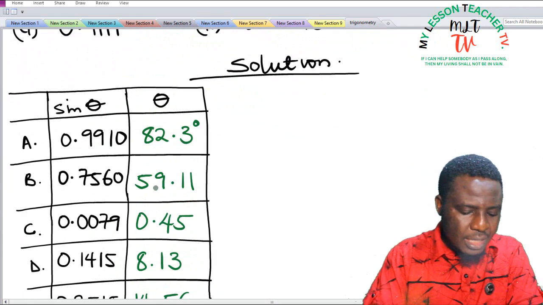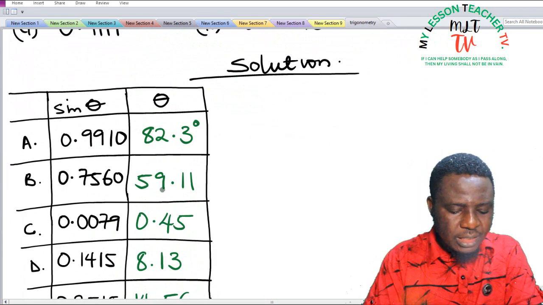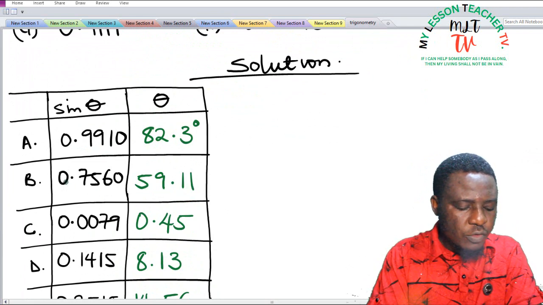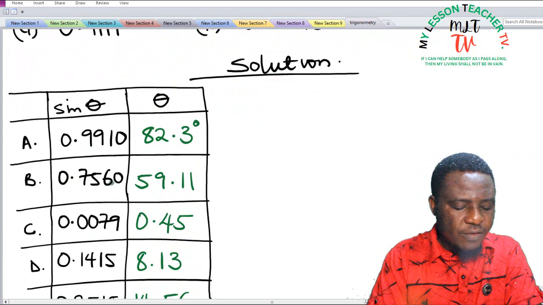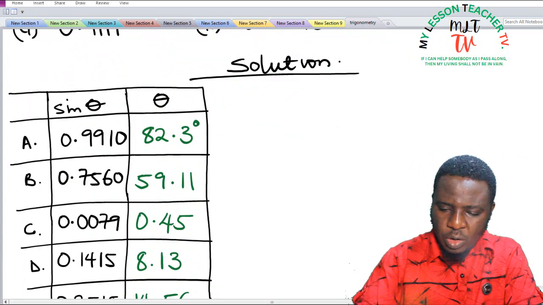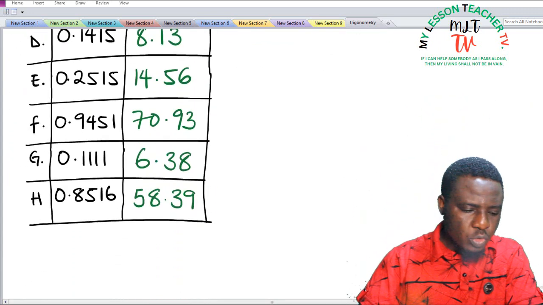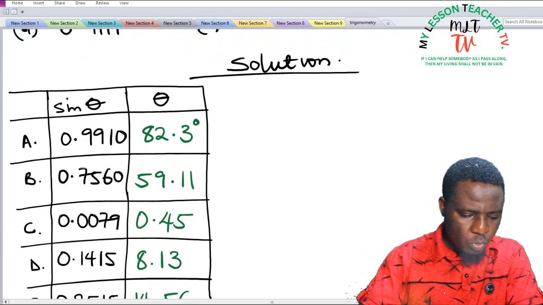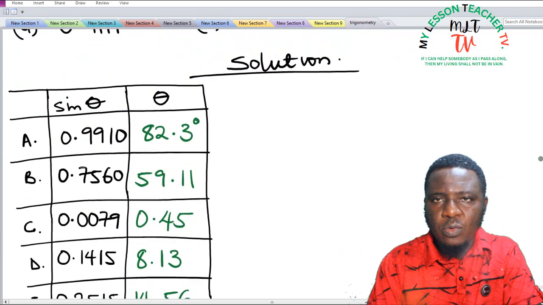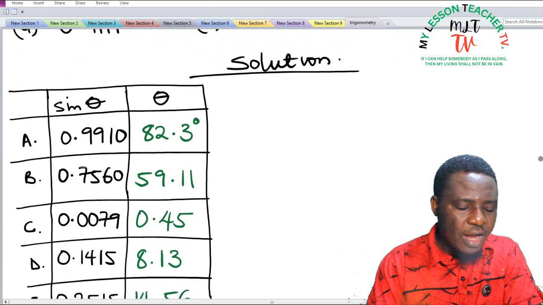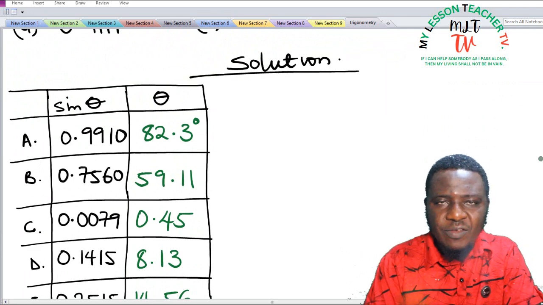So what this means is that it is sine 82.3 that gives you the value 0.9910, and that it is sine 59.11 that gives you the value of 0.7560, and so on and so forth. So this is how to use your sine table to get your angle when the value of sine theta is given.